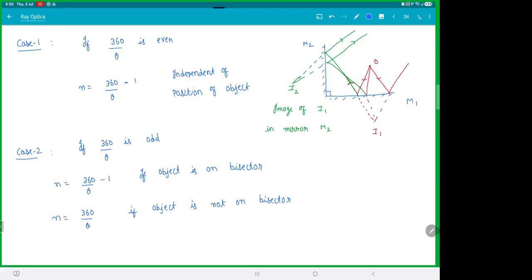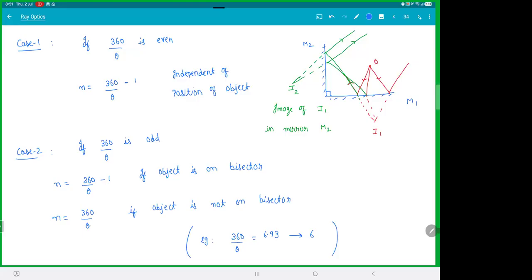Let's say, for example, you get something like this: 360 by theta is 6.93. Then you take the greatest integer, 6. Because there's no meaning of 0.5 or 0.8 image, you take the greatest integer. So be clear, don't round it off to the next one, take the lower integer, because a fractional image doesn't make sense. So this is your general formula to find the number of images.